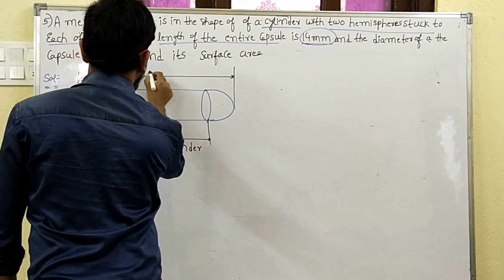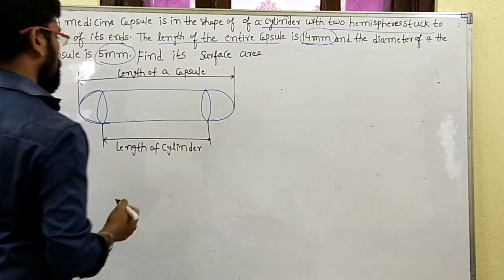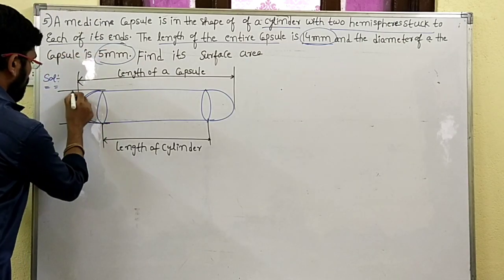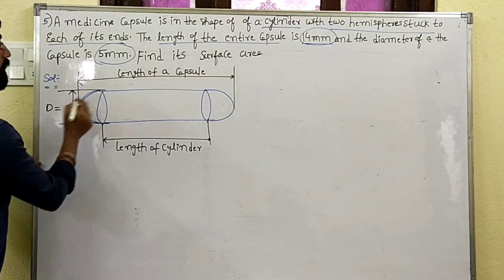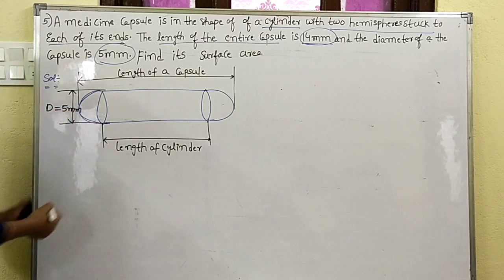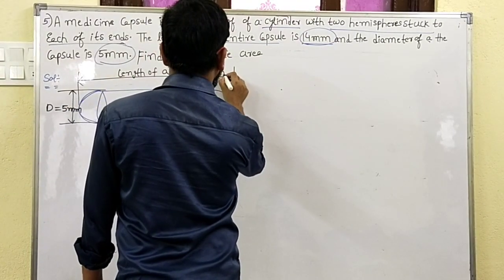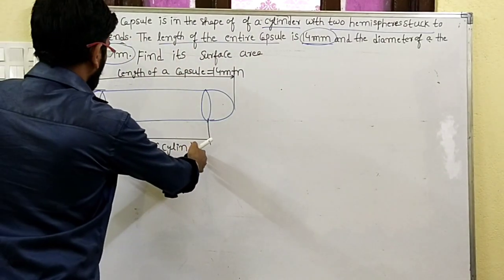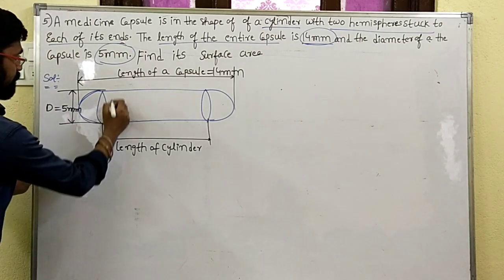Length of a capsule, and this is called the diameter. Diameter D. The diameter of the capsule is 5 mm, and the length of the capsule is 14 mm. So we want the length of the cylinder. So this is 5 mm.